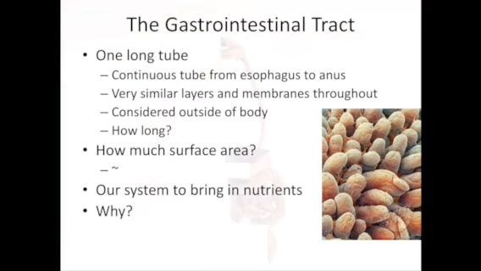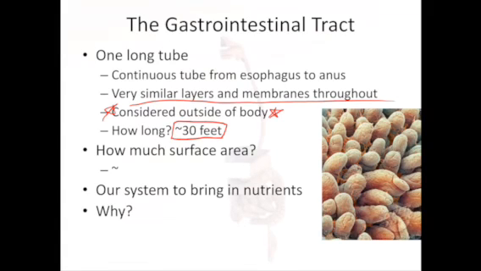So just some overall general ideas about the GI tract. First of all, it's one long tube, everything from the esophagus down to the anus. It's just one continuous tube. Very similar layers and membranes throughout this whole tube. Again, as I mentioned before, we consider it outside of the body. Okay, anything that gets into the digestive tract is considered outside the body. How long is it? 30 feet total. If we add it all up, about 30 feet.